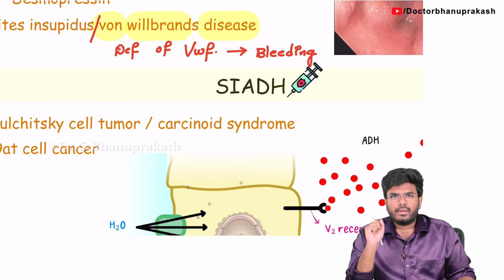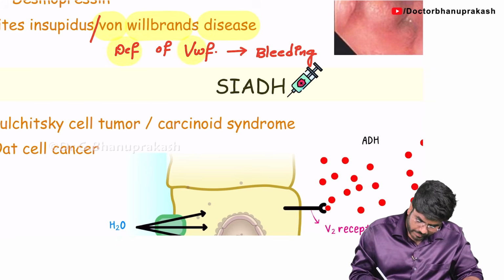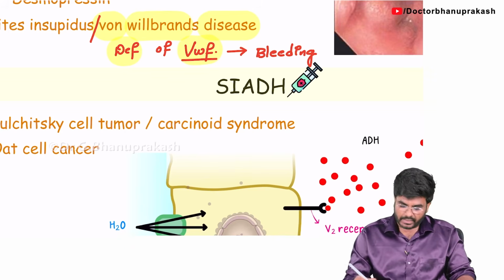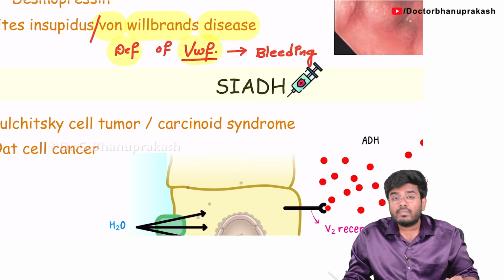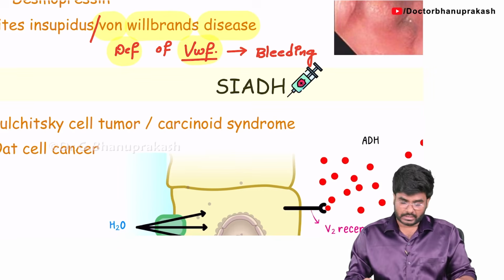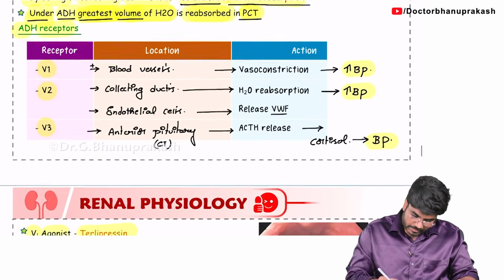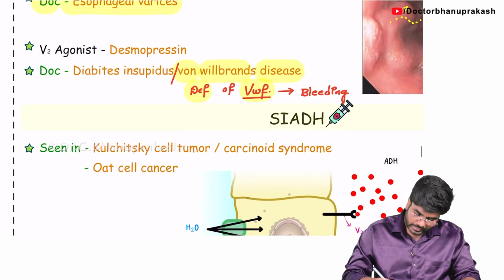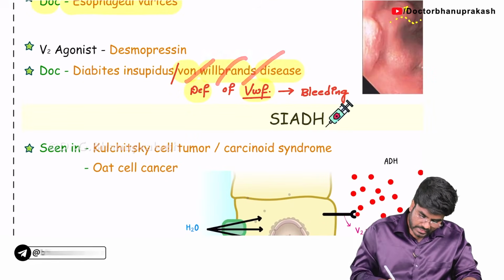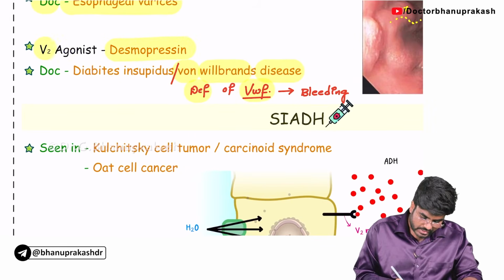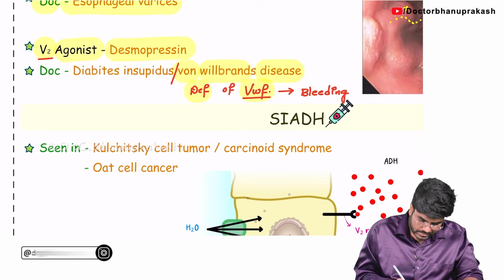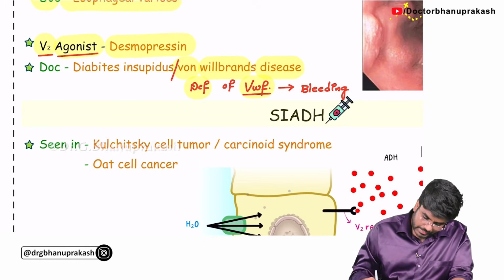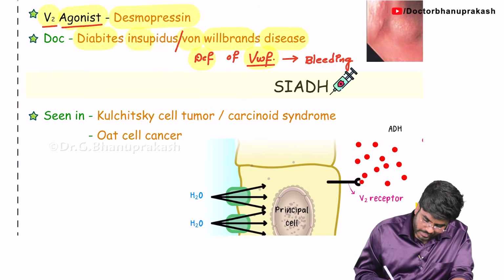Now you tell me, whenever there is a deficiency of von Willebrand factor, what do you have to do? You have to increase the levels of von Willebrand factor so that bleeding can stop. How can we increase it? By stimulating the V2 receptor. If you stimulate the V2 receptors, endothelial cells will release von Willebrand factor. That's why in the treatment of von Willebrand disease we use a drug called desmopressin, a V2 receptor stimulant. The same desmopressin can also be used in the treatment of diabetes insipidus.